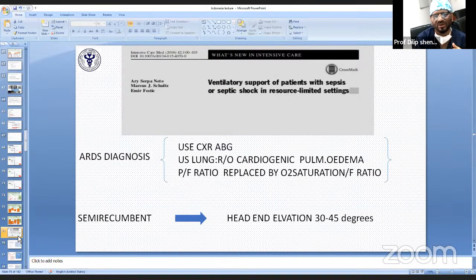So let us talk about how to manage the patient with resource limitation, like diagnosis of ARDS. You can use X-rays, arterial blood gas, and ultrasound, you can do targeted pulmonary ultrasound. Usually the PF ratio in ARDS will be less than 100, 80, 60, whatever it is, that reflects the severity of ARDS. That can be replaced by, instead of PaO2, you take the oxygen saturation and FiO2 ratio.